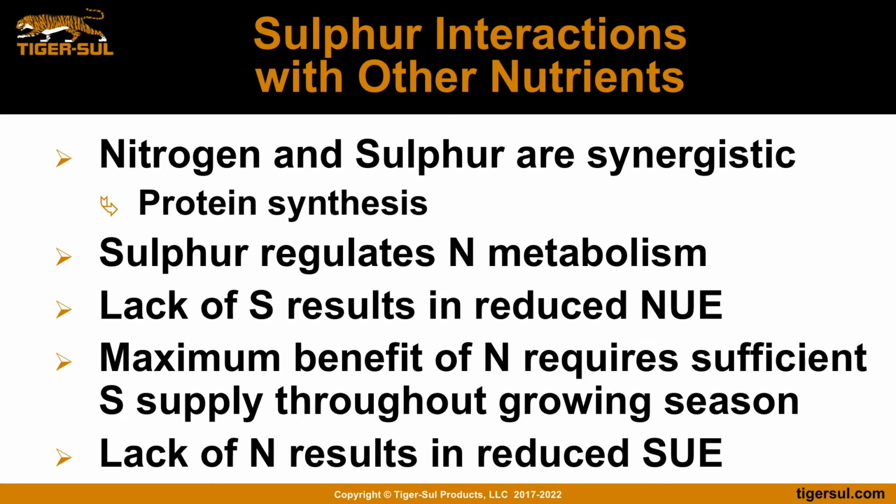Sulfur does interact with other nutrients as well. Specifically, nitrogen and sulfur are synergistic. Both are involved in the protein synthesis process. Sulfur regulates nitrogen metabolism. The lack of sulfur results in reduced nitrogen use efficiency. The maximum benefit of nitrogen requires sufficient sulfur to supply throughout the growing season. So a lack of nitrogen results in reduced sulfur use efficiency.